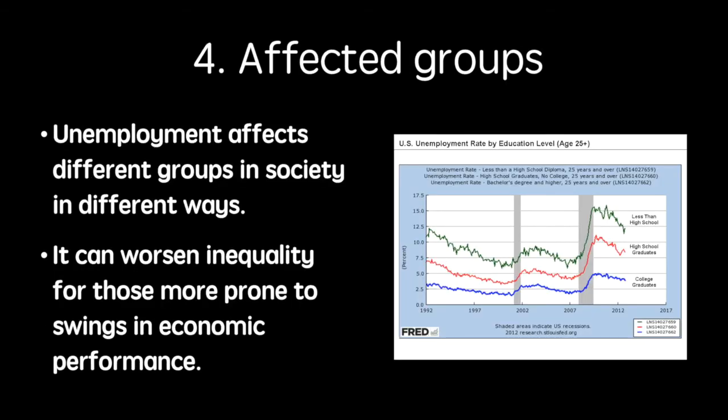Fourth, you have to consider who's affected by it. Not all unemployment falls on everybody equally. And as you can see on this graph on the right, the college graduates in the United States tend to have a lower unemployment rate than do those without a high school diploma. And then if you look at high school graduates, they're a little bit better off. But the important thing to note is that unemployment doesn't affect them equally. So this can worsen, or unemployment can worsen inequality for those more prone to swings in the economy.